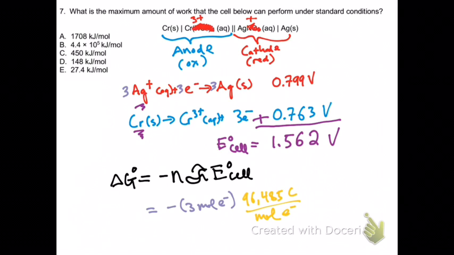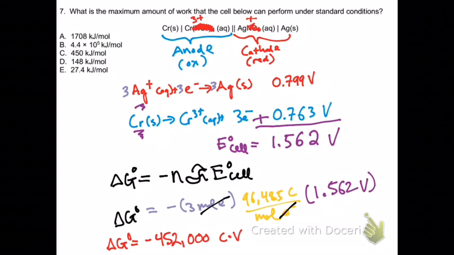And then our E standard is equal to 1.562 volts. So all of this collectively is equal to our delta G standard. When we multiply all this together, moles of electrons cancels out, and we get Coulomb volts. And remember, Coulomb volts is just a fancy way of saying joules. So this ends up equaling negative 452,000 Coulomb volts, which again just means joules. So this is equal to roughly 450,000 kilojoules worth of work.